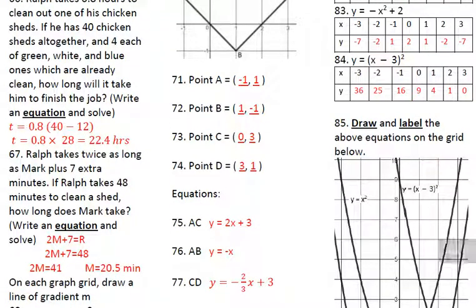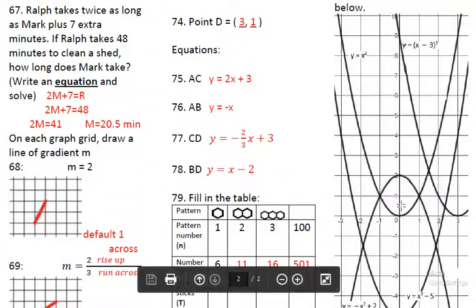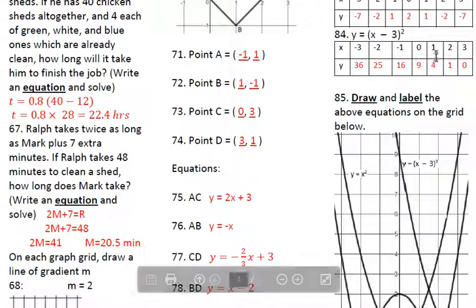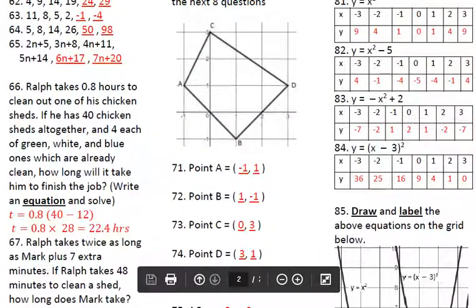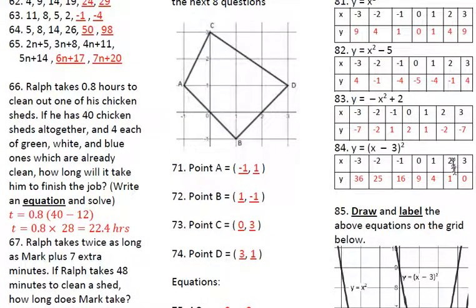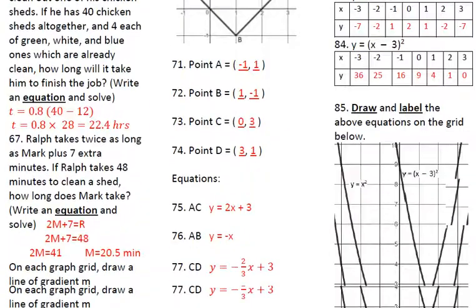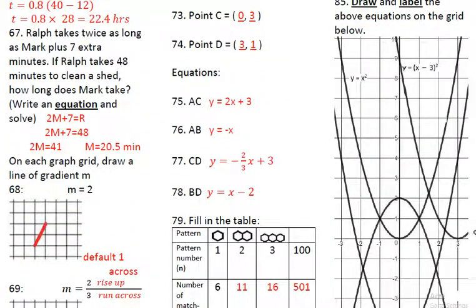0 and 9: across 0 and then up 9. Across 1 and then up 4 is another point there. And the other ones you can do: 2 and 1, so across 2 and then 1.